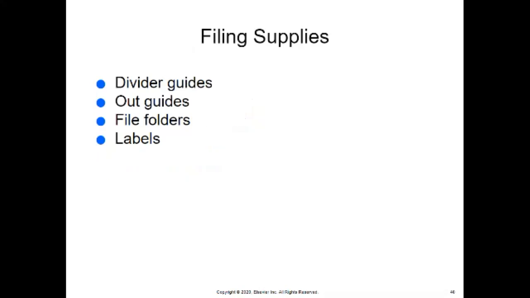Filing supplies. You're going to have divider guides, out guides, file folders, and labels. Each file drawer or shelf should be equipped with plenty of dividers or guides. The label is a necessary filing and finding device. Use labels to identify each shelf, drawer, divider guide, and folder.